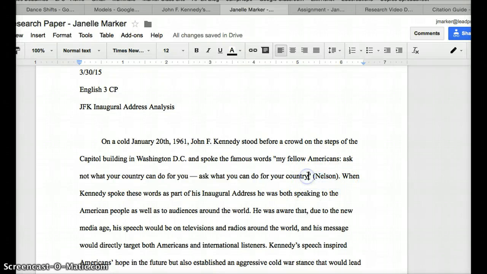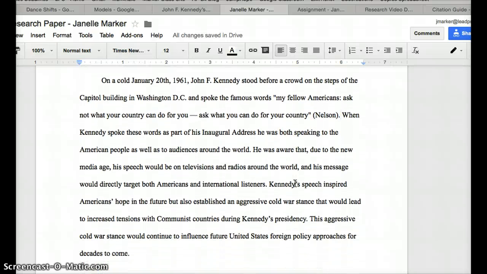If you're doing a quote, put the quotation mark at the end of your quote, and then the citation goes on the outside with the punctuation, whether it be a question mark, an exclamation point, which you shouldn't really use in formal writing, or a period in this case. Okay, so I'm going to move on.